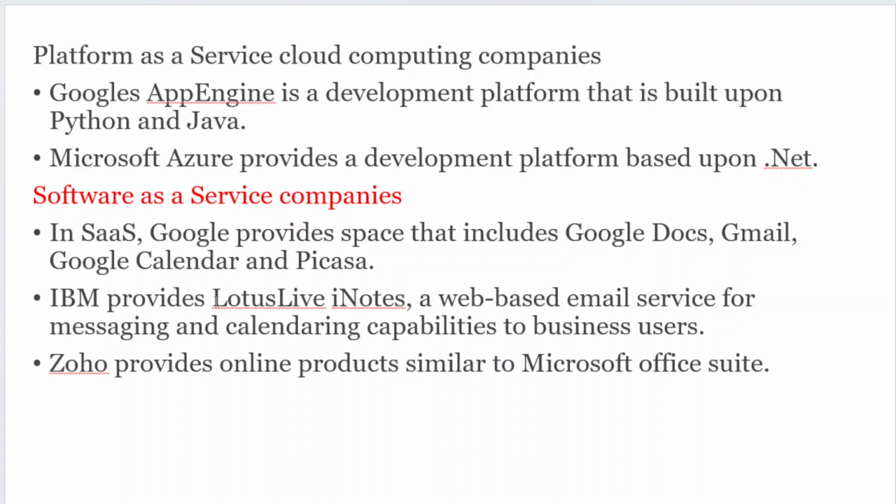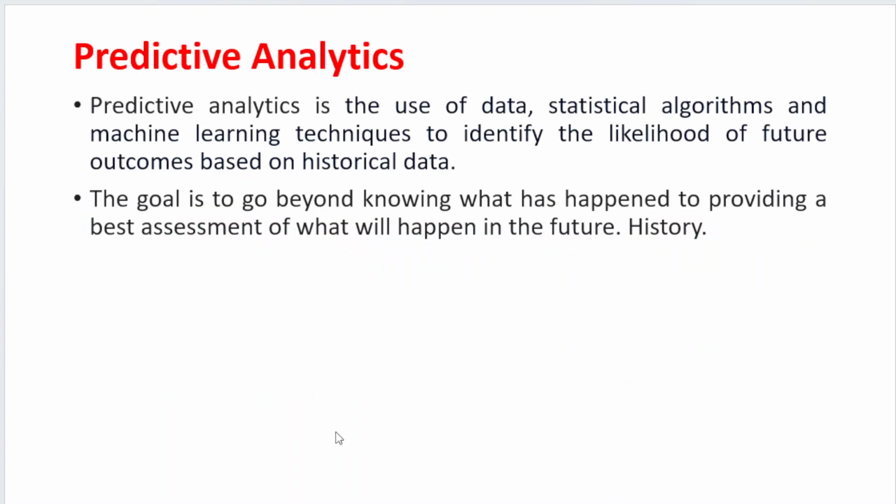All these are the variety of applications provided as software. IBM also provides Lotus Live iNotes, a web-based email service for messaging and calendaring capabilities for all business users. Zoho Analytics also provides online products similar to the Microsoft Office suite. Zoho is also providing online products here. So like that, many different examples are there for IaaS, PaaS, and SaaS.